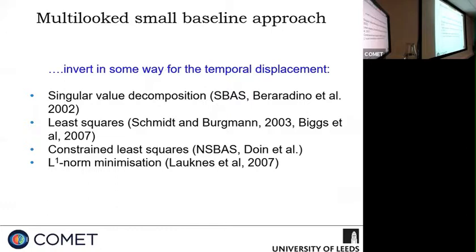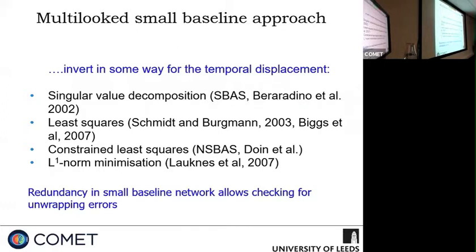You can do that in many ways; there are many flavors of this method. You can use singular value decomposition, least squares, constrained least squares, or L1 norm minimization. Really, all these methods are just different ways of getting from your small baseline network to a cumulative displacement through time. The nice thing about the small baseline approach is that you have redundancy in your network, so you can take multiple paths through it to get through time, and this allows for checking of unwrapping errors. This proves to be quite a useful property of small baseline.